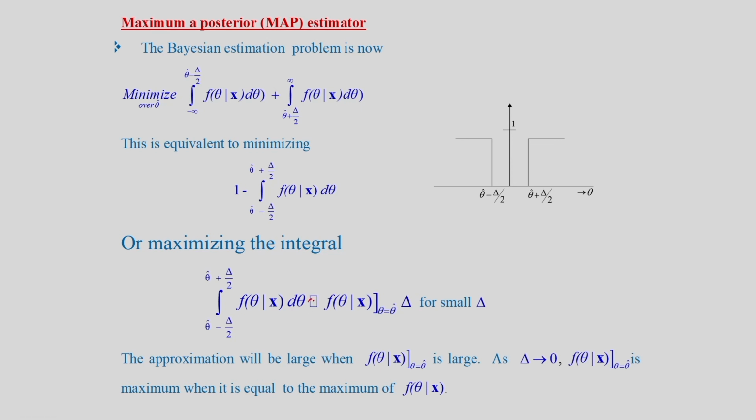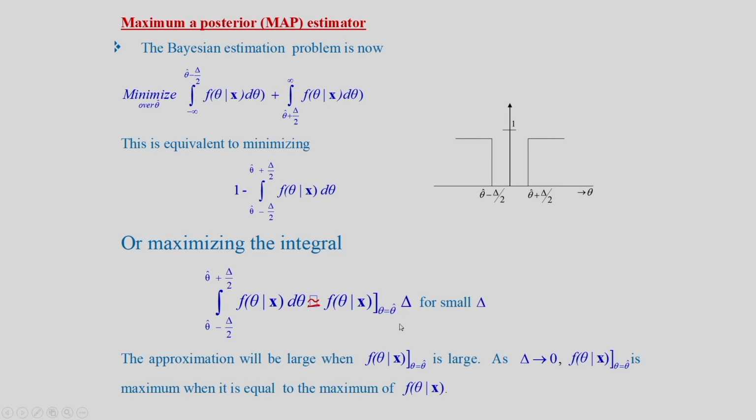And this we can approximate as f of theta given x at point theta equal to theta hat, into delta, for small delta, because our delta is very small. Therefore, this integral we can approximate by this expression. Now, consider this approximation.